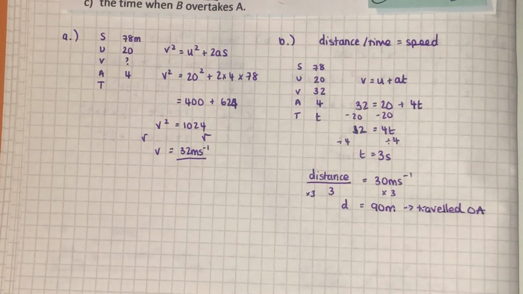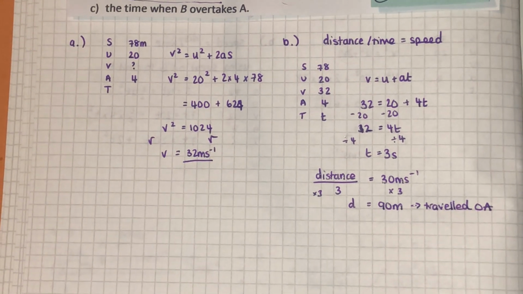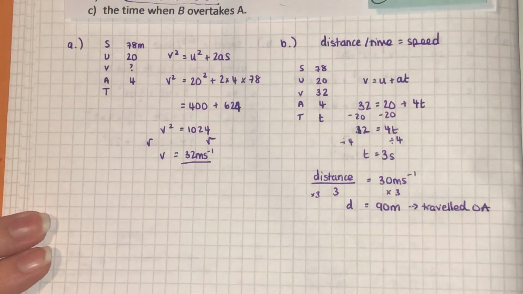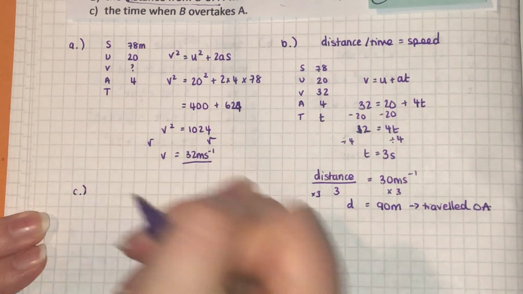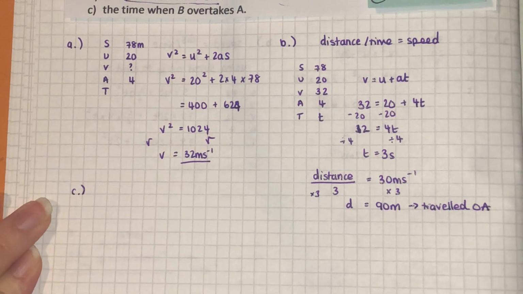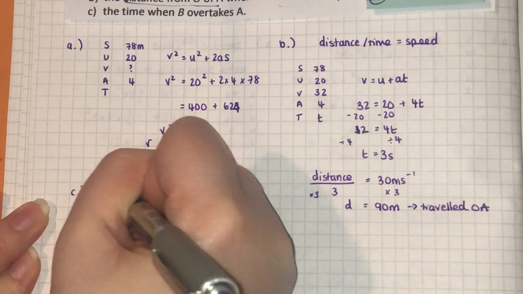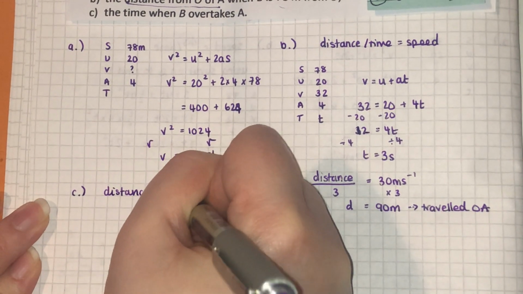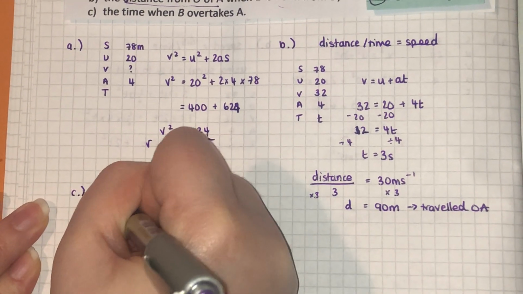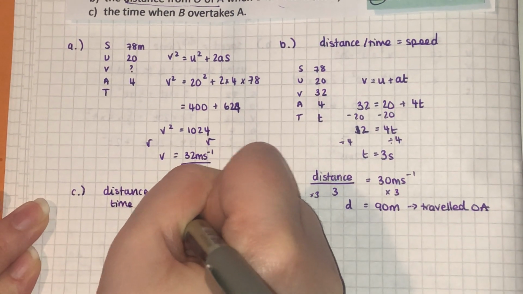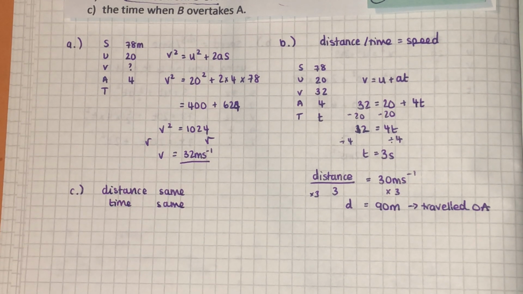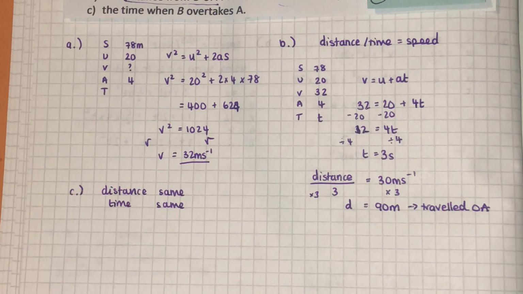Now the next part is a little bit harder as well, so you can just about see C there. We need to find the time when B overtakes A. Now for that to happen, one, the distance must be the same. But also the time needs to be the same, because they obviously have to cross at the same time, and the distance must be the same as well, otherwise they wouldn't ever be able to cross.